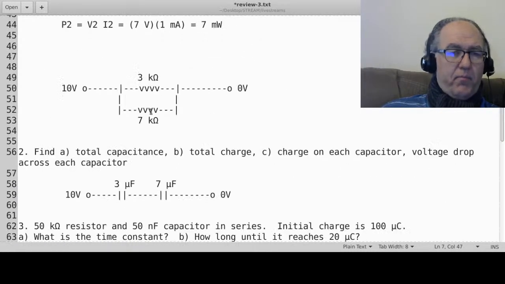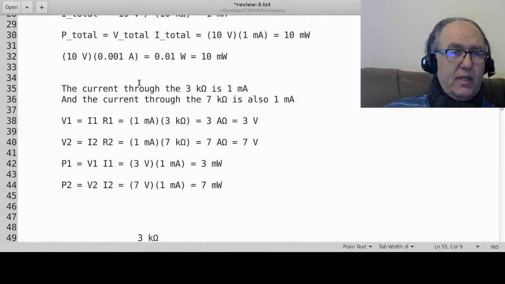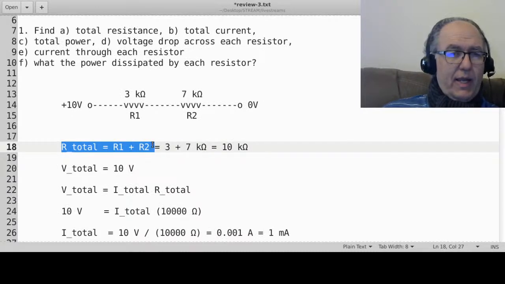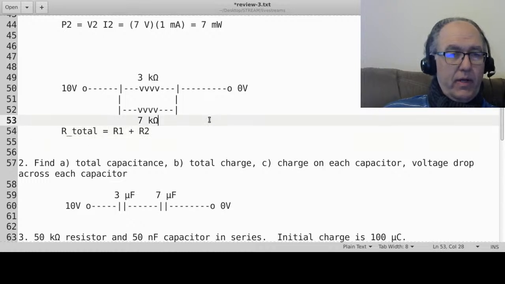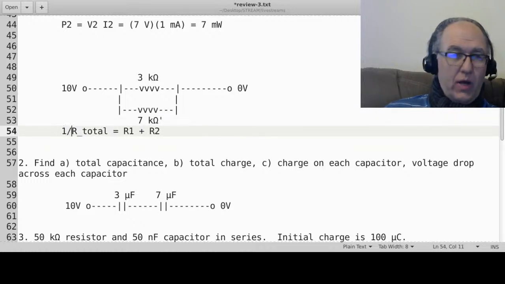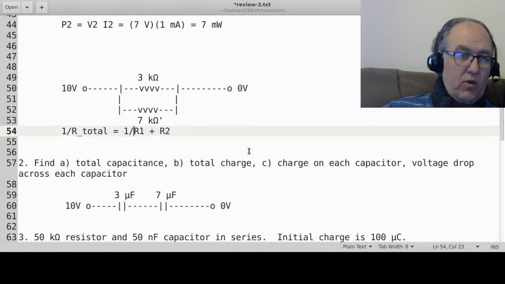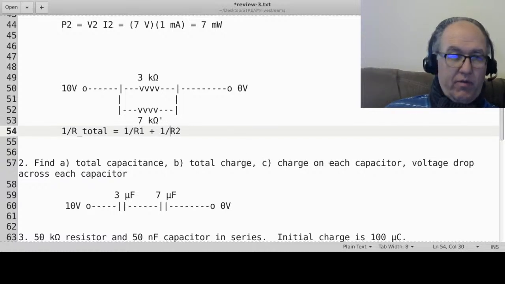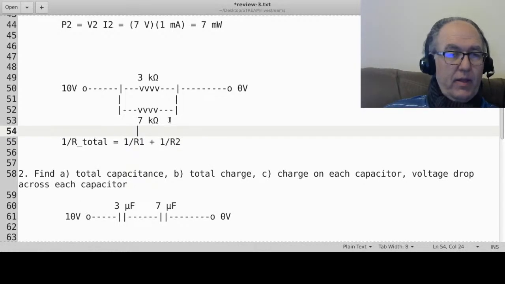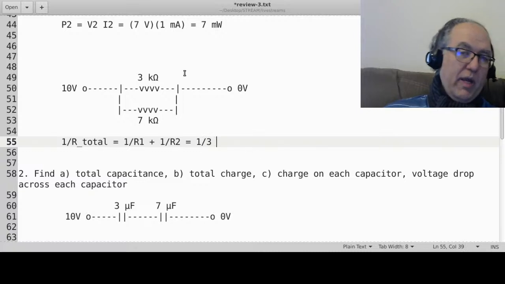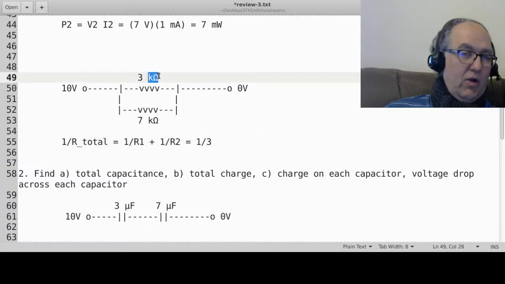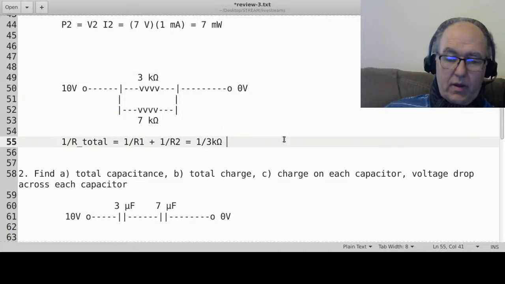Okay, so let's start off here. What's the total resistance? For this one, just remember that in series they add, but in parallel the reciprocals add. So 1 over R total is equal to 1 over R1 plus 1 over R2. It's the reciprocals that add. So what's this going to equal? This is going to be 1 over 3 kilo ohms. We can work in kilo ohms and then the answer will come out in kilo ohms. Plus 1 divided by 7 kilo ohms.